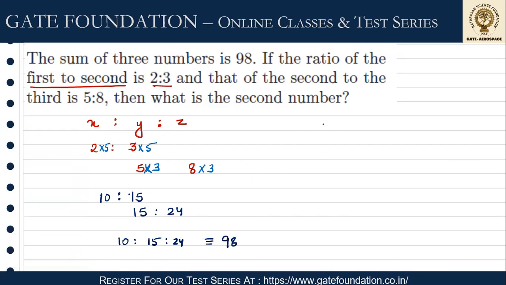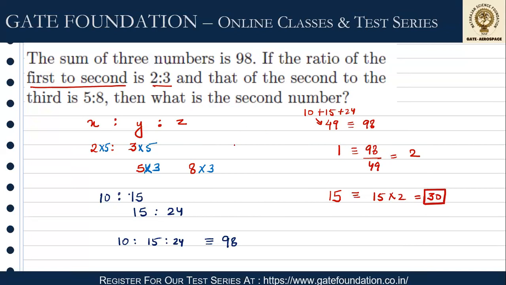Let's do it. 10 plus 15 is 25 and 24 is 49. So 49 is equivalent to 98. What I have done is I added these three numbers 10 plus 15 plus 24. So this is equal to 49. So if 49 equals to 98, 1 is equal to 98 by 49. That is 2. So 1 is equal to 2. We have to find out the second number. The second number is of 15 units. So if 1 unit is equal to 2, 15 units will be equal to 15 into 2. That is 30. So that is your second number.